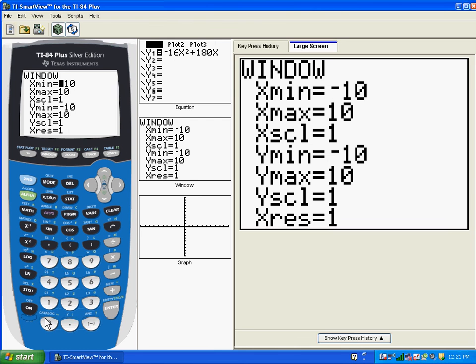Is time ever negative? So we don't need that negative 10 there. Let's go ahead and put a 0. Good, real good. Okay, now we can arrow down, and let's change that. Let's say we go to 30, Brittany, just for fun. Let's do 30 and just find out what happens. Now let's go by 5s.